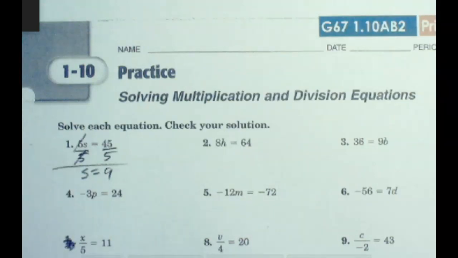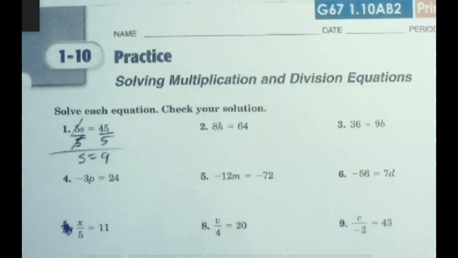We've got x divided by 5 equals 11. So to get rid of that divided by 5, we have to multiply by 5. So we're going to multiply both sides by 5. If you want to think about that as 5 over 1, you can. But the 5's cross off, and you end up with x equals 11 times 5 is 55 over 1, or just plain 55.